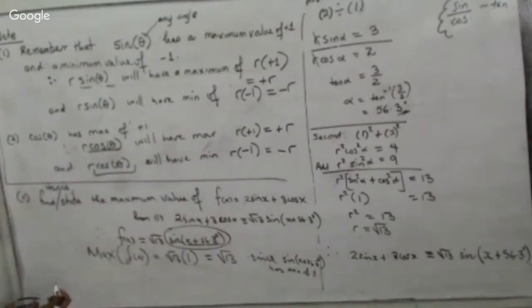So that's easy. What's the maximum value all the time? It is always whatever you find for r. What's the minimum value all the time? Whatever you find for the negative of r.